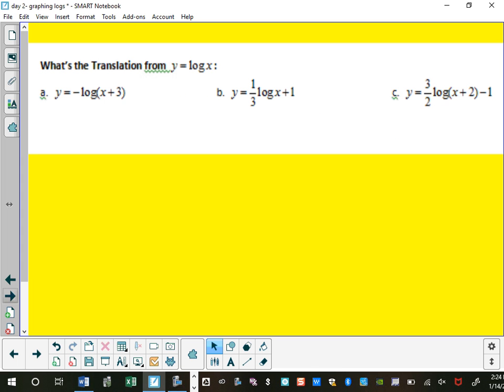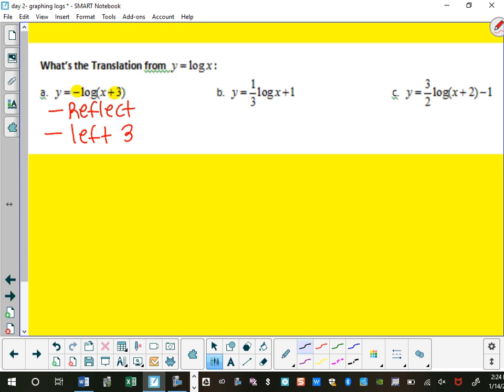Alright, move on. Alright, translations. B, you should know this by now. Look, Curtis, my first one, A. I have two transformations. What do those two things tell me to do? What's the negative tell me to do? To reflect. What's the positive 3 inside the parentheses, left or right? Left 3. Okay?